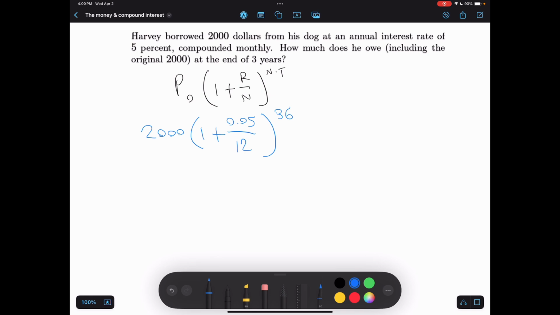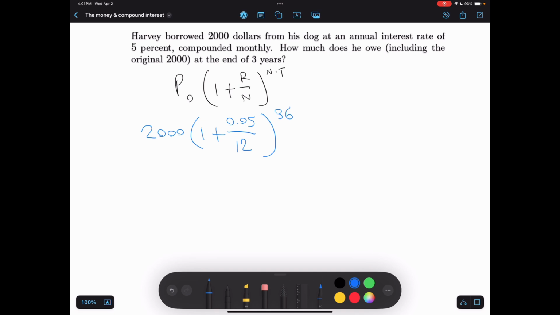And then you'd want to raise that to the 36th power to get to your answer. And the actual answer would turn out to be $2,322.94, and that's going to be rounded to the nearest cent there. So that's the result you should get after working this formula through with a calculator, and you can see it makes sense at a glance because it's slightly more than 2,000.